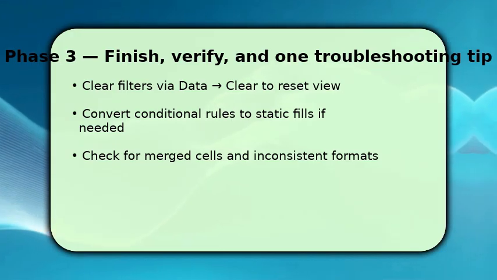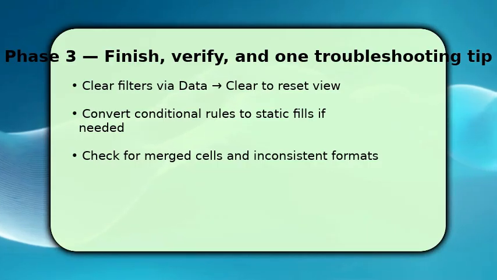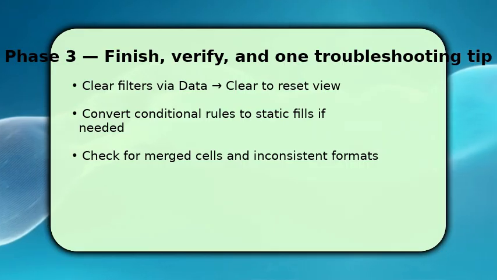If colors aren't appearing as options, make sure cells aren't formatted inconsistently, such as merged cells, or mixed fill vs. conditional formatting, which can hide colors. Troubleshooting tip: convert conditional format.